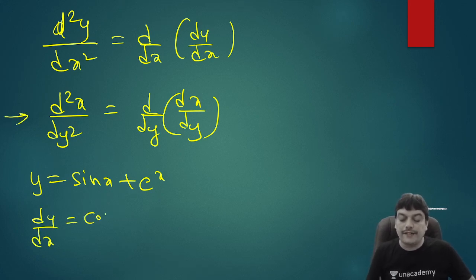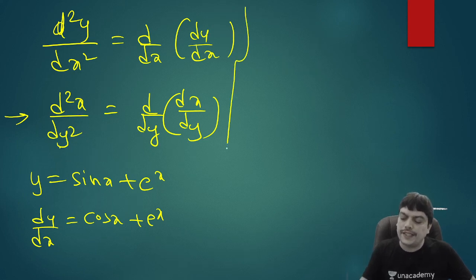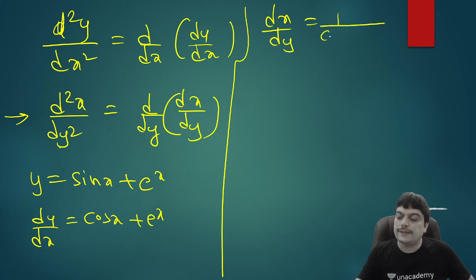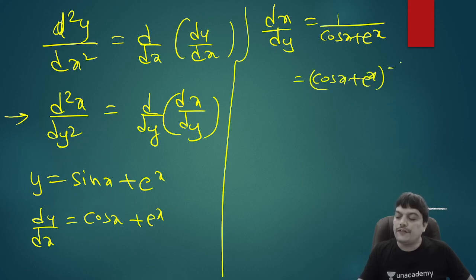So the sin has a derivative cos, e power x will have a derivative e power x. After that, for finding d square x by dy square, I wanted dx by dy. So just write the reciprocal of this. You will be getting dx by dy as the reciprocal of this, 1 by cos x plus e power x. So you can also write this as (cos x plus e power x) whole power minus 1. And if you differentiate this with reference to y, you can get d square x by dy square.